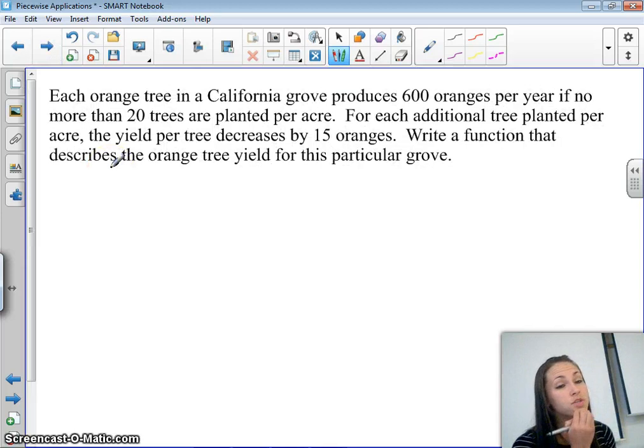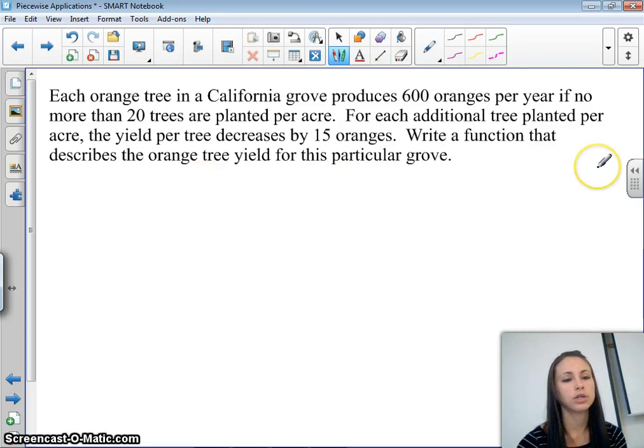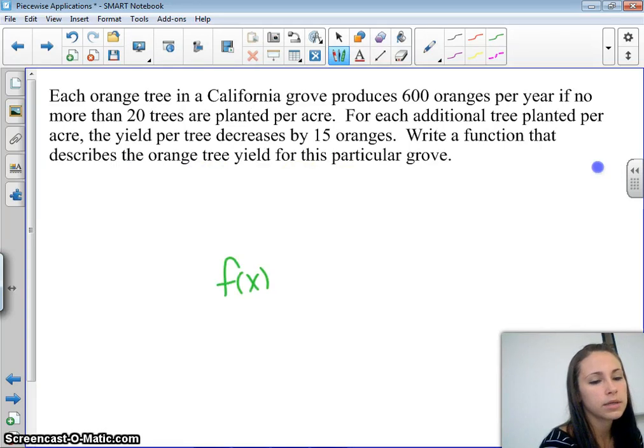Alright, this one is more like the first one. So it says, each orange tree in a California grove produces 600 oranges per year if no more than 20 trees are planted per acre. So for each additional tree planted per acre, the yield per tree decreases by 15 oranges. We're going to write a function that describes the orange tree yield for this particular grove. So I'm going to go ahead and write f of x.